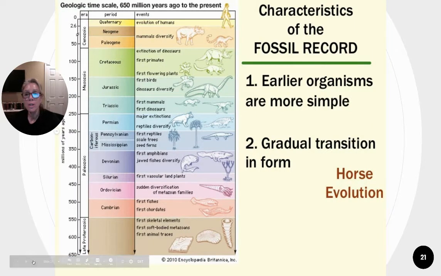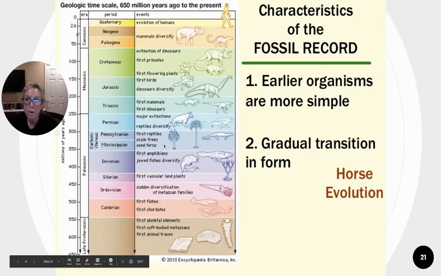All right, so characteristics. What do you see when you look at the fossil record? And when you look at these time periods, we're not going to learn all of these, but we are going to learn these eras right here. Do you see on the side where it says Paleozoic, Mesozoic in the middle, and Cenozoic? You are going to learn those, and I'll talk to you about those in just a little bit.